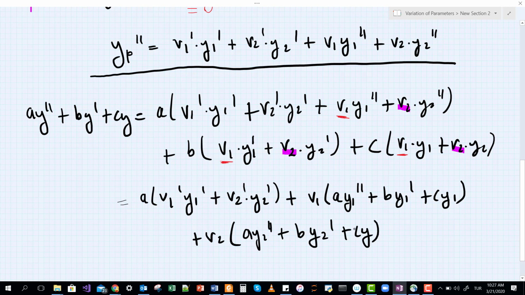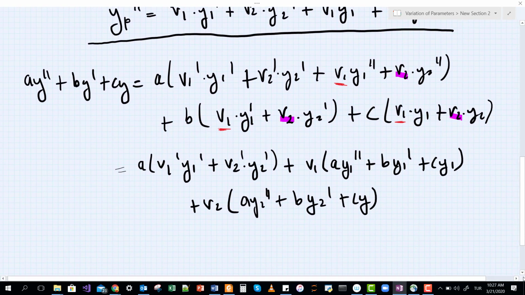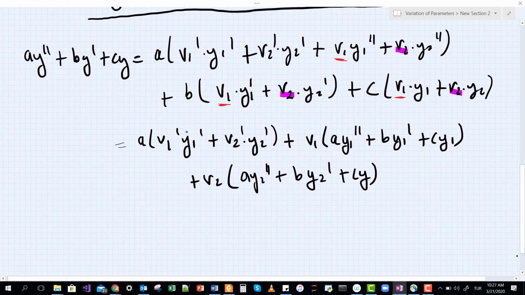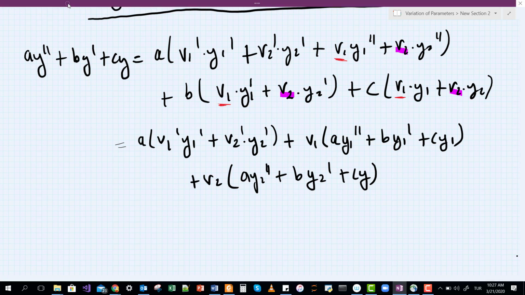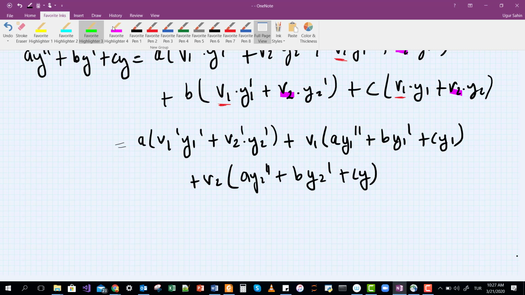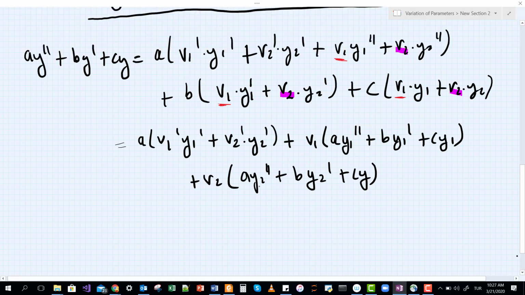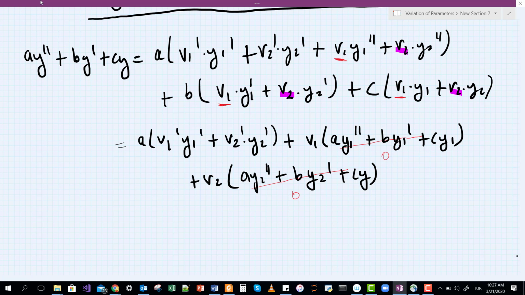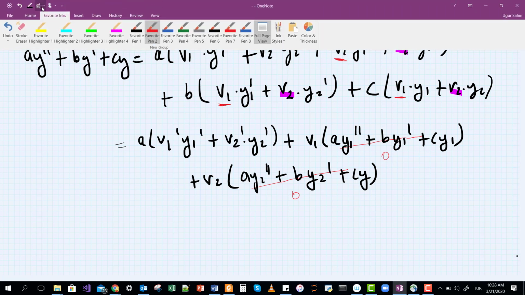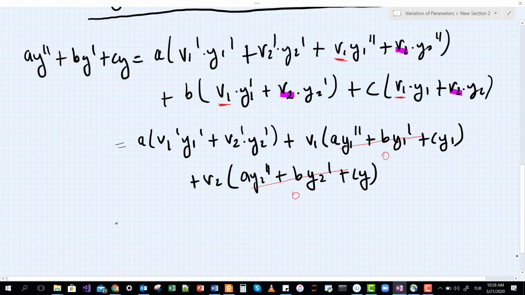Okay, please think for one moment. What do you notice in this equation? If you remember, y1 and y2 were the solutions of the homogeneous equation. That is why I can say these two terms are going to be 0. These are 0 terms. Look at that. These are 0 terms, correct? Then what I have left is going to be this one.